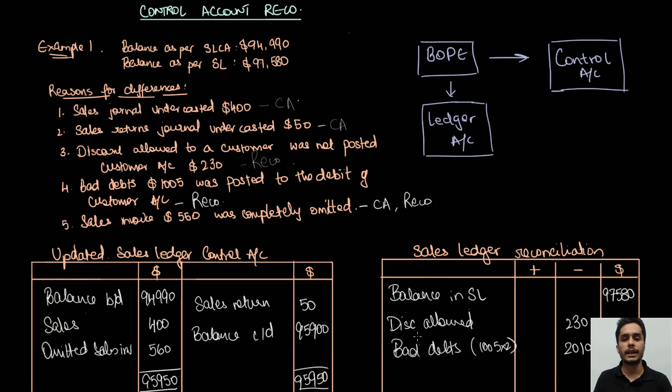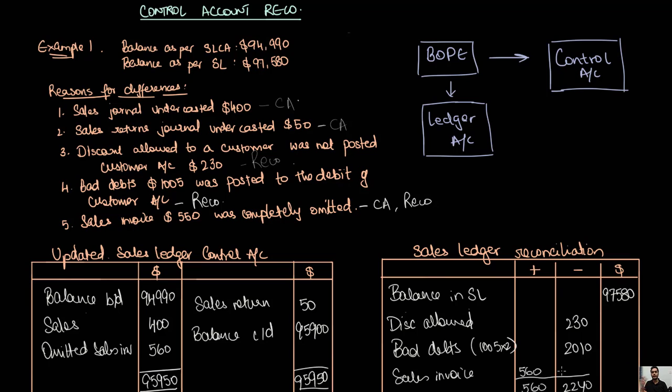And the last one, sales entry was completely omitted from the books. So when I record the sales invoice in the customer's account, I will use the plus column because balance in customer's account will increase. Your next step is to take a total in plus and minus column. So plus column total is 560, minus column the total is 2240, and the net of plus and minus column will be taken in the last column, the amount column. If I take a difference of the minus and the plus column, what I get is 1680, which I will be subtracting from the original balance in the sales ledger.